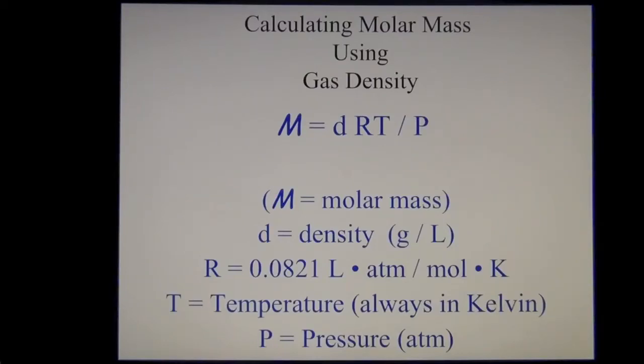In this lesson, we're going to learn how to calculate the molar mass of a gas using density information. As you see in front of you, the molar mass of a gas can be calculated by simply multiplying its density by the universal gas law constant times its temperature, which must be in Kelvin, all divided by the pressure. The R value that we're going to be using to solve this problem is 0.0821, which has units of liter atmospheres per mole Kelvin.